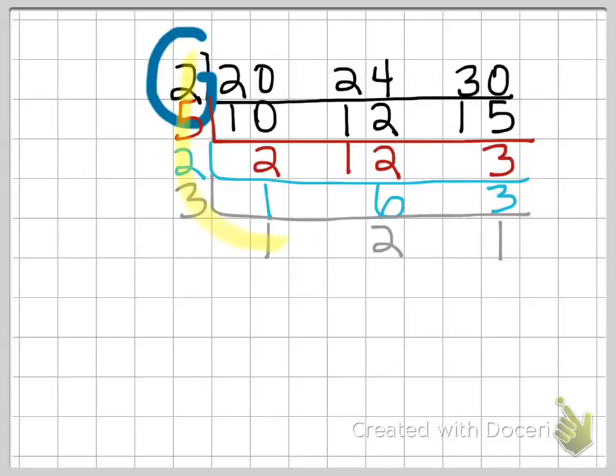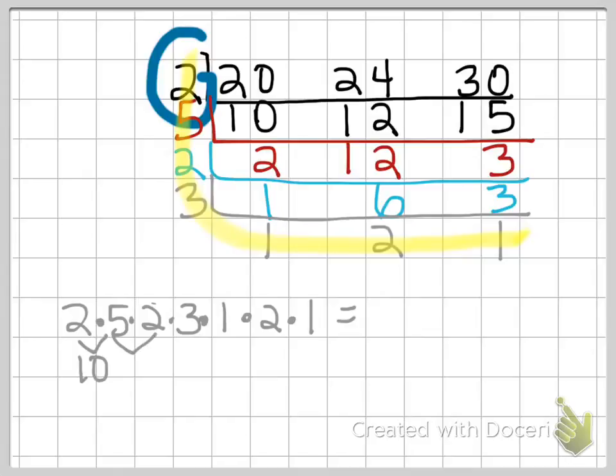The least common multiple is what I've highlighted again in yellow. Now, this is a long equation, but the numbers are small. I've got 2 times 5 times 2 times 3 times 1 times 2 times 1. While there are a lot of operations, the numbers are small. 2 times 5 is 10. 10 times 2 is 20. 20 times 3 is 60. 60 times 1 is 60 again. 60 times 2 is 120. And 120 times 1 is 120.